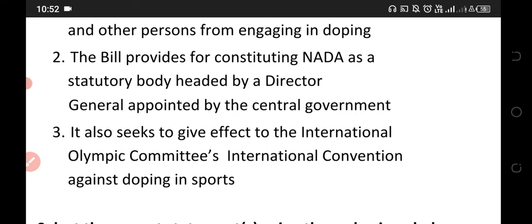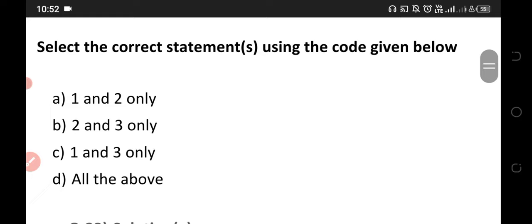The bill provides for constituting NADA as a statutory body headed by a director general appointed by the central government. It seeks to give effect to the International Olympic Committee's International Convention Against Doping in Sports. Which are correct? I think, given the statements, not all of the above; only one and two are right.